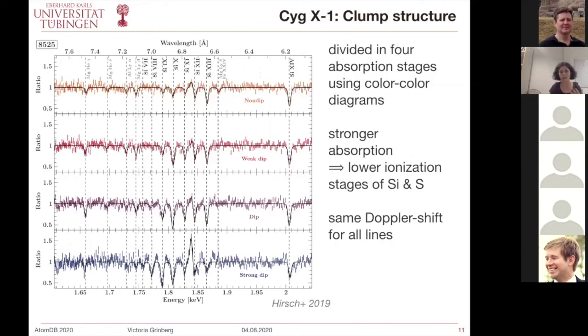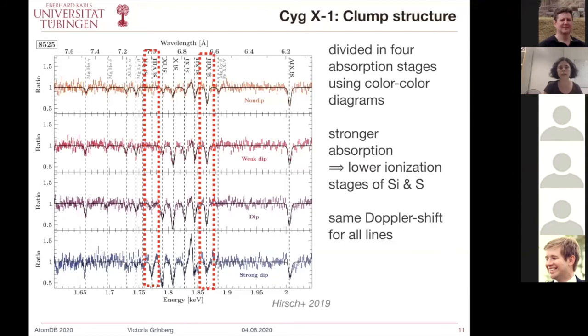So as an example, what you're looking at here are just ratio spectra for 4 levels of absorption, from non-absorbed to highly absorbed, again from Maria Hirsch's paper. And what you clearly see is that the line content changes, which means that the material that is doing the absorption changes. If you pay special attention, for example, to helium-like silicon absorption, it's there in all observations.